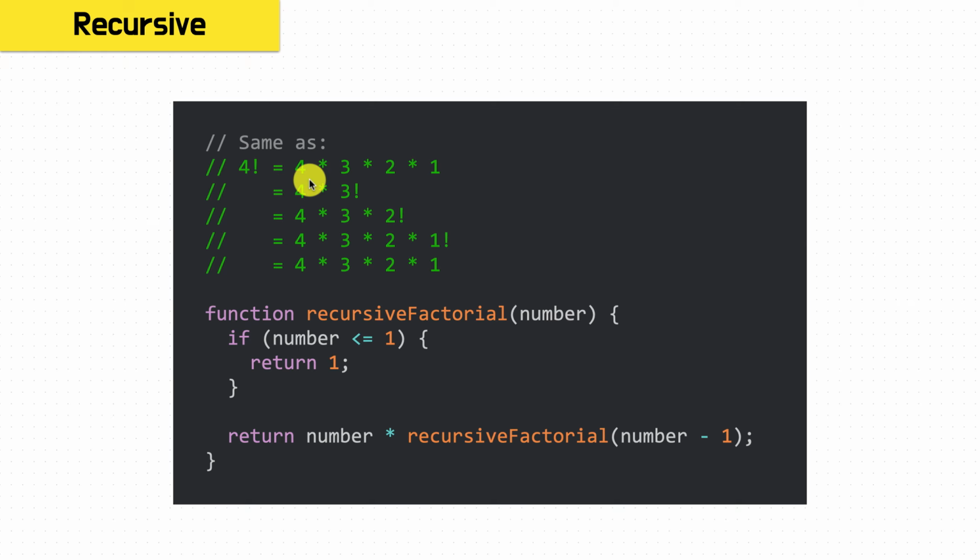So with 4 factorial, we know we can represent 4 factorial as 4 times 3 factorial, and then 3 factorial is just 3 times 2 factorial. 2 factorial is just 2 times 1 factorial, and 1 factorial is just 1. And 1 is our base case.